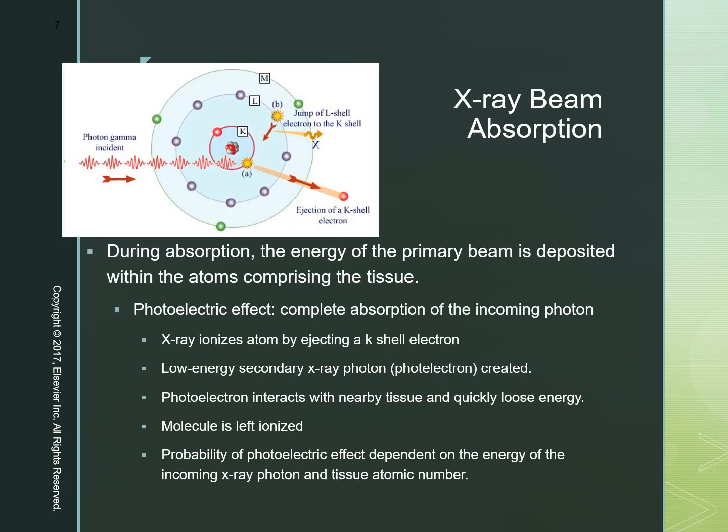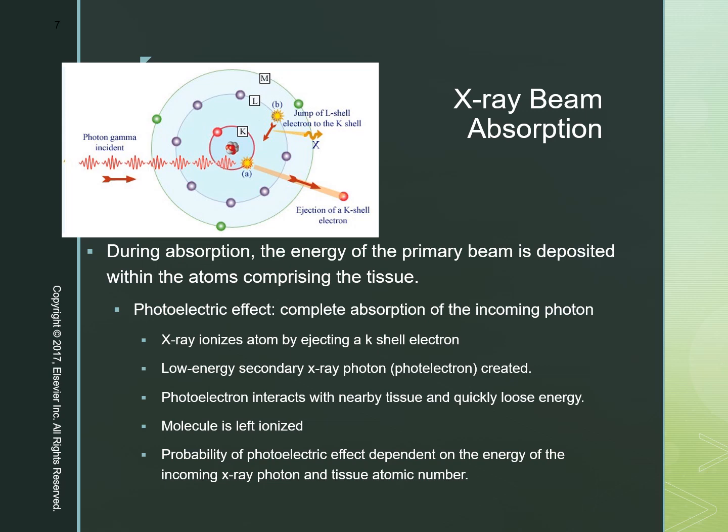So how does this happen? When we create our X-ray beam, during absorption, the energy of the primary beam is deposited within the atoms comprising the tissue. So I would have, as you see here, an incident beam come in. It ejects this inner shell electron and therefore loses all of its energy. Because of that, I would no longer have a photon. This would be a completely attenuated or absorbed photon. That would be referred to as our photoelectric interaction. The X-ray ionizes the atom by ejecting the K shell electron. Low energy secondary photons are then created.